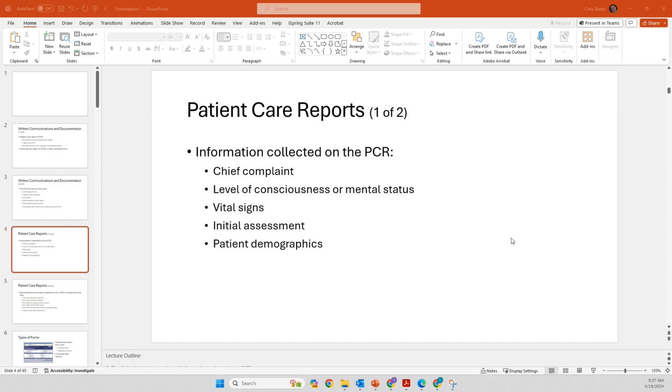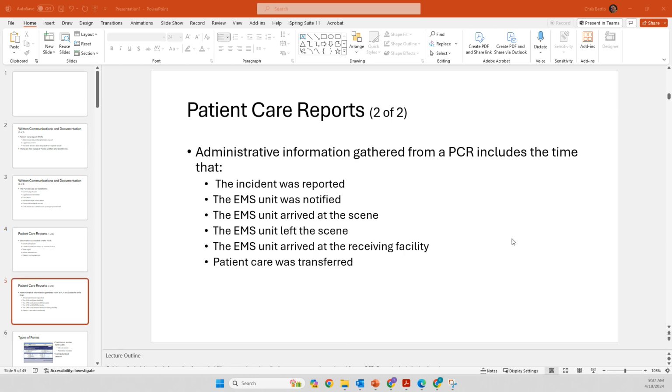Patient care reports need to contain certain information all the time. Your chief complaint, level of consciousness or mental status, vital signs, initial assessment, patient demographics, all these things flow right into what is administrative information.